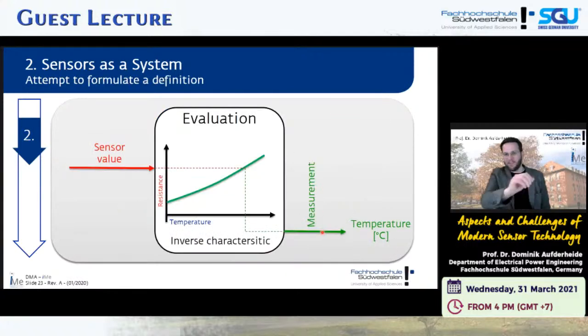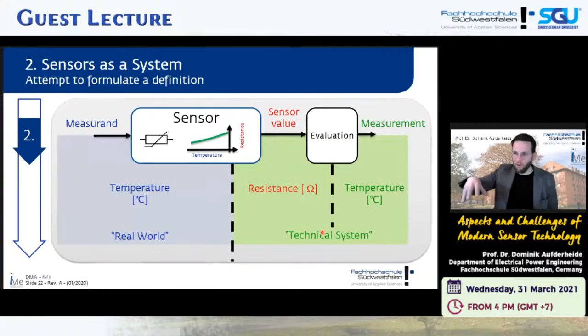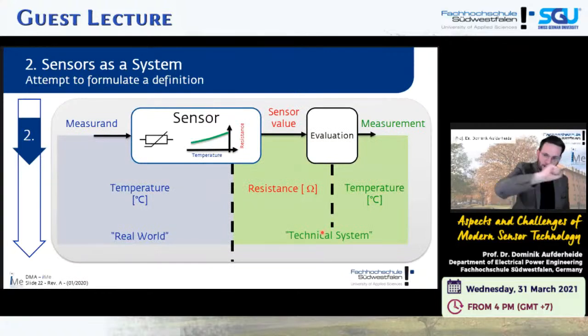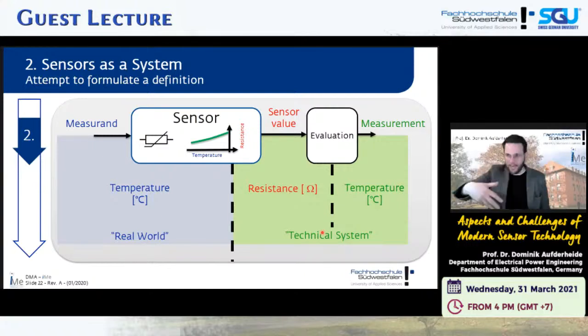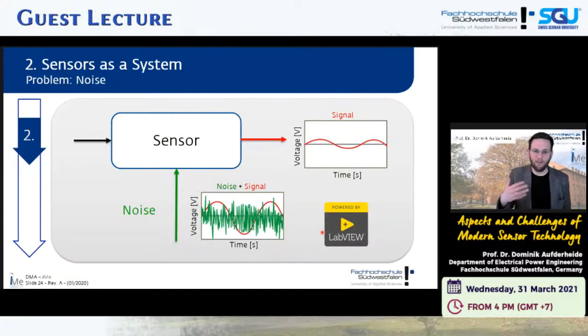As simple as that is our sensor definition. We know we want to know a temperature and we want to measure it. That would be the characteristic curve of that sensor, and we can actually get the real measurement. But of course, now we have a lot of problems with these kinds of sensors. One of the biggest problems is noise. I'm not sure if you already came across that term. I think so.